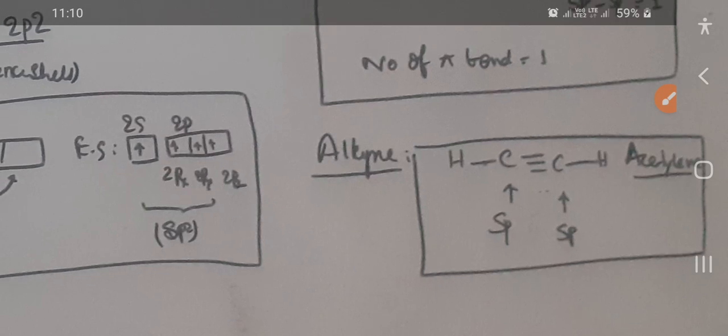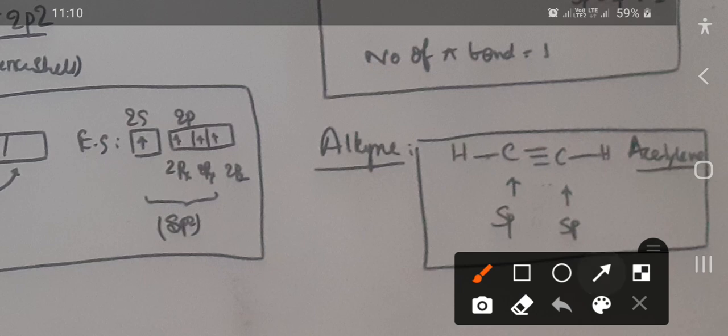Here you can see that we have already taken under consideration acetylene, triple bond between two carbon atoms means 1 sigma and 2 pi. So here you can see that each carbon atom forms 1 sigma bond with the terminal hydrogen and 1 sigma bond with itself, and forming sp hybrid orbital.